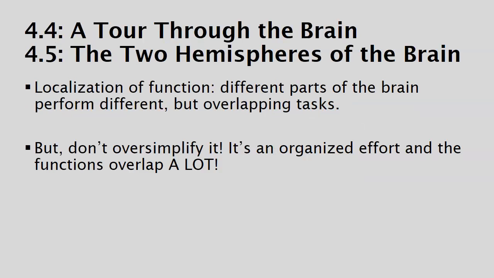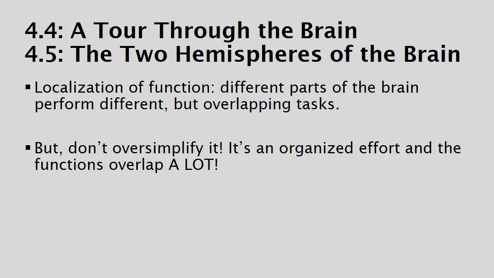So this kind of relates to the next part about how complicated the brain is, and it is very tempting to oversimplify things. So in your textbook, they talk about localization of function, which essentially acknowledges that different parts of the brain are going to perform different but overlapping tasks. So that means that through this type of research where we measure neural activity with electrodes, or we use magnetic fields to look for brain activity, we can kind of isolate and talk about particular parts of the brain being primarily responsible for particular tasks.